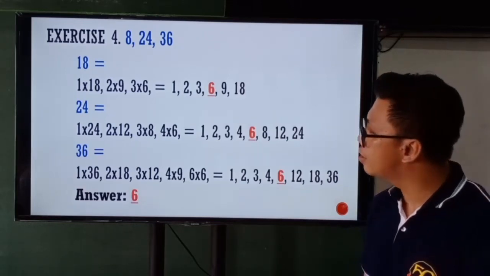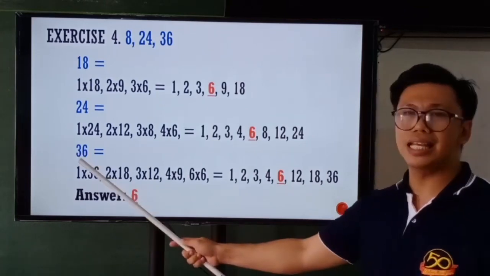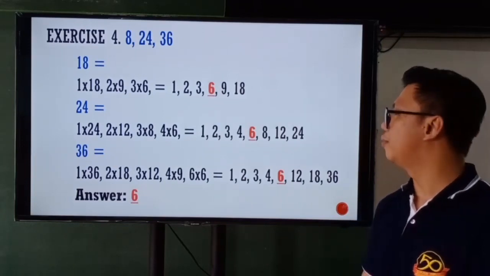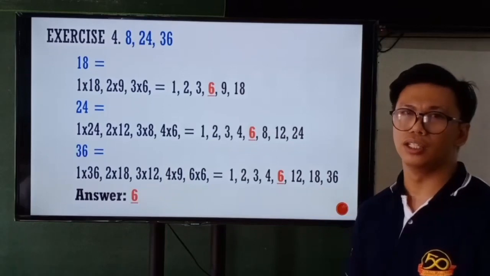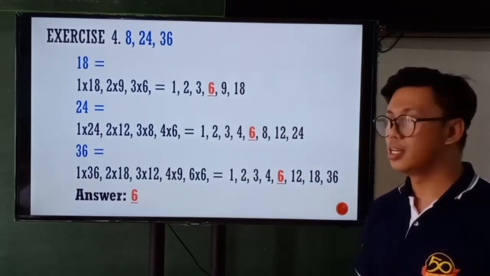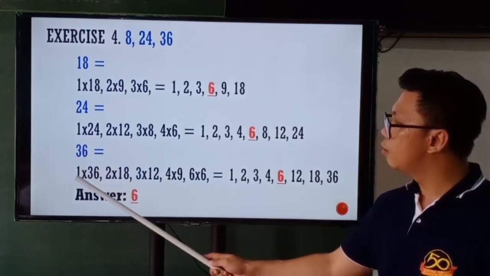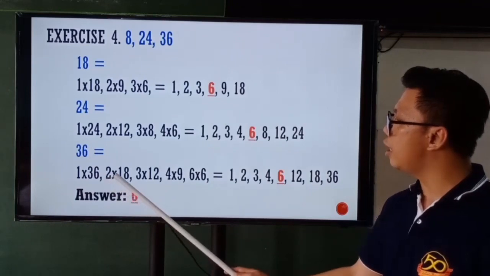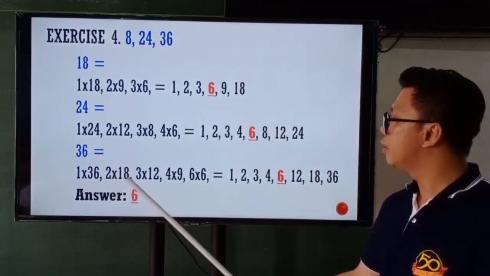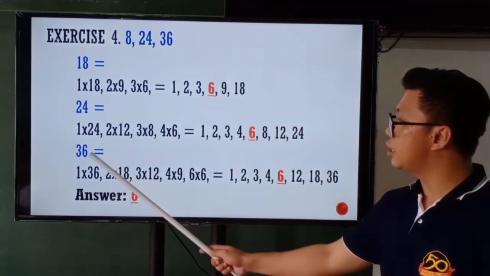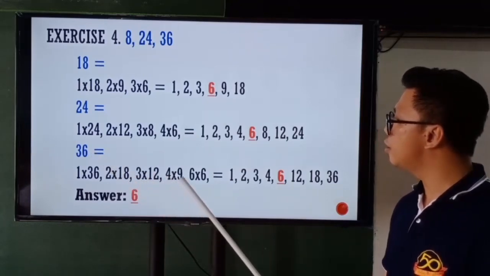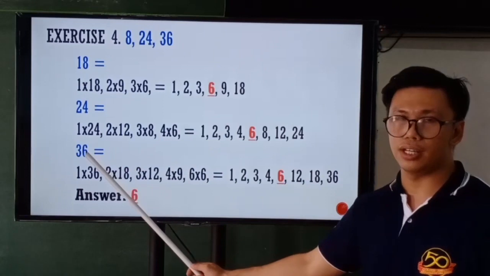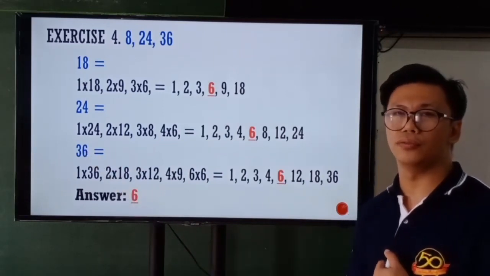So let's go to the next number. We have 36. Again, what is the first method? Very good. We will first find the factors. So let's start. What are the factors of 36? 1 times 36 is 36. 2 times 18 is 36. 3 times 12 is 36. 4 times 9 is 36. And 6 times 6 is 36. So those are the factors of 36.